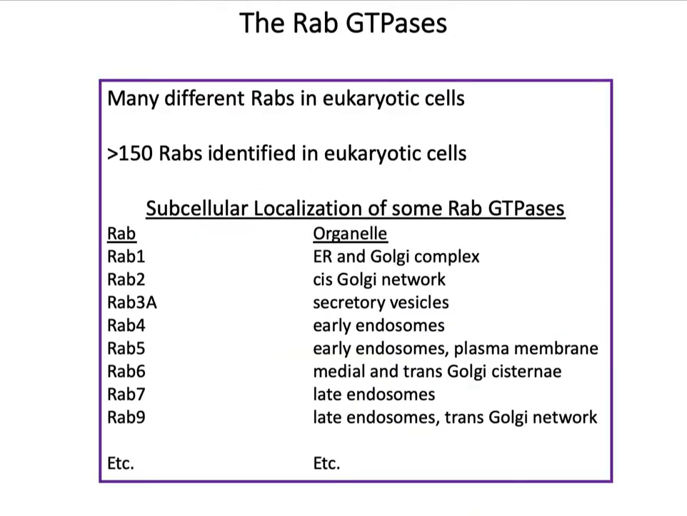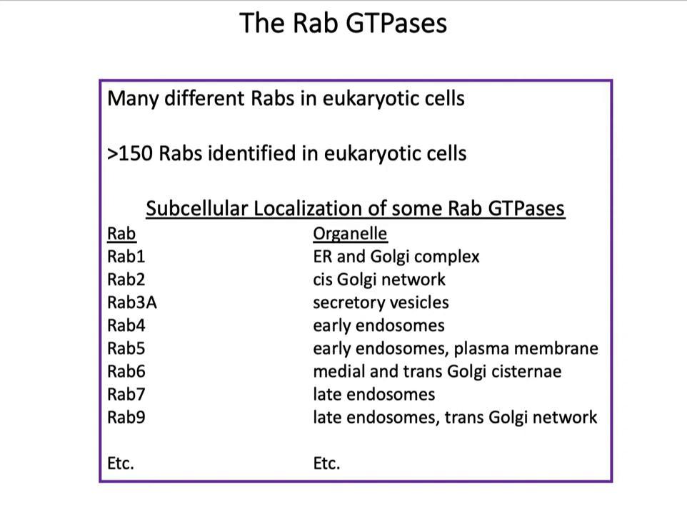So I need to point out that there are a number of Rabs in the eukaryotic cell. In mammalian cells, there are probably over 150 Rabs. They each function at different steps in the pathway. So Rab1 is involved in ER to Golgi trafficking. Rab5 is involved in trafficking to and from the early endosome. Rab9 is involved in trafficking to the late endosome from the trans-Golgi network, and so on.